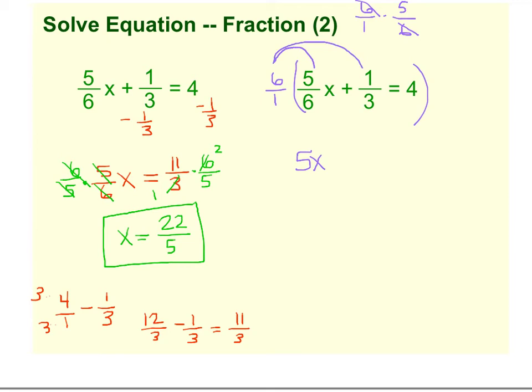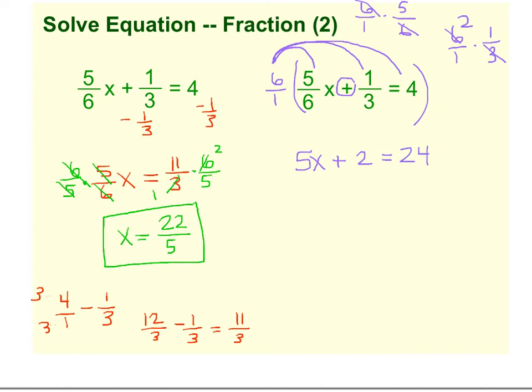You also have to do 6 over 1 times 1/3. Let me just show that over here. I can reduce this. 3 goes into 6 twice, and now you just have a 2 times 1, which is 2. I don't want to forget that there's a plus sign there, so plus 2. Bring down your equal sign. Now you do 6 over 1, or just 6 times that 4, which is 24.